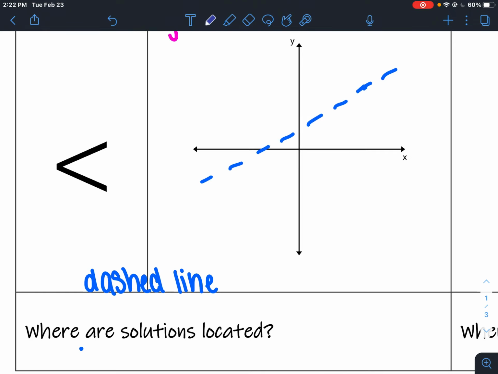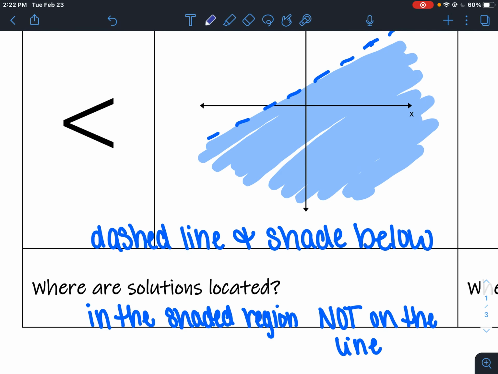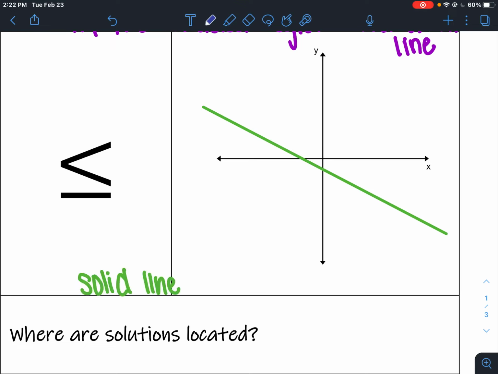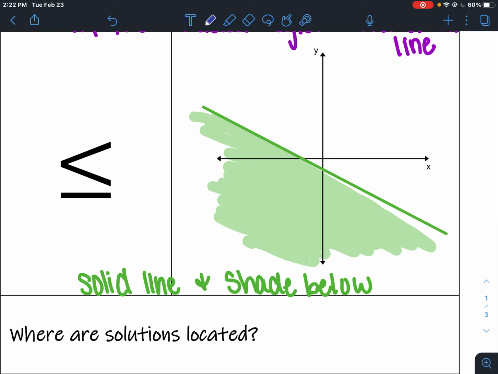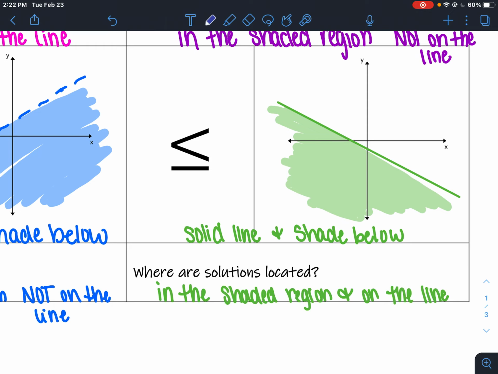And since it's less than, we are going to shade below. And my solutions will be located in the shaded region. Again, it's a dashed line, so our solutions will not be located on the line. And for the last one, this is less than or equal to. So we will have a solid line because of the equal to. And we will shade below. So solutions will be located in the shaded region and on the line.